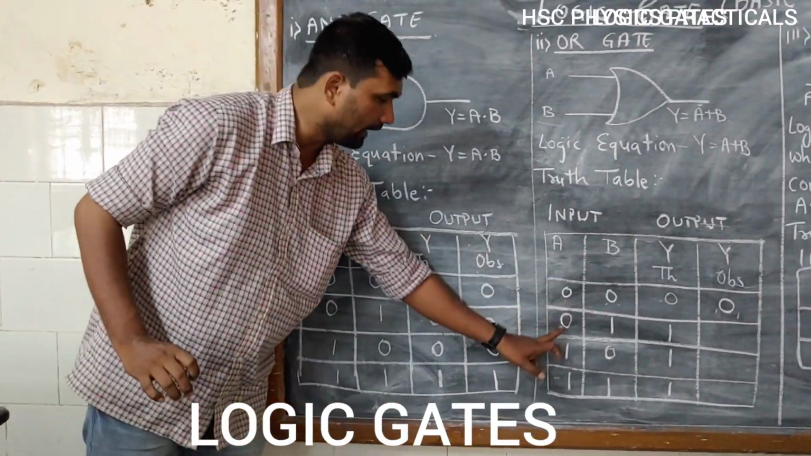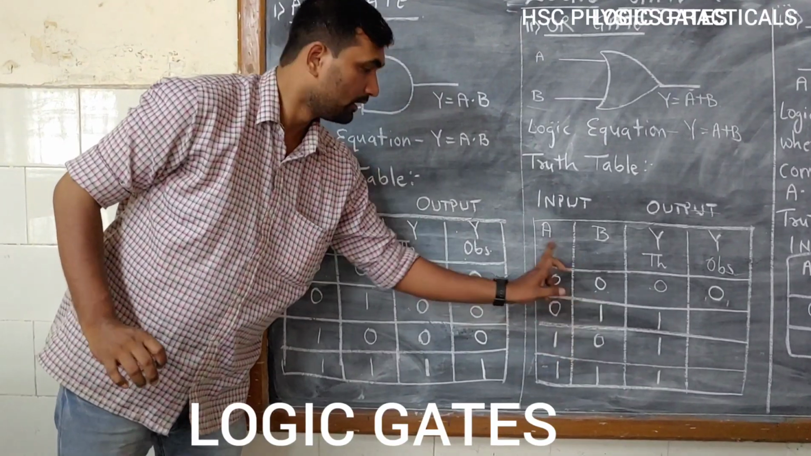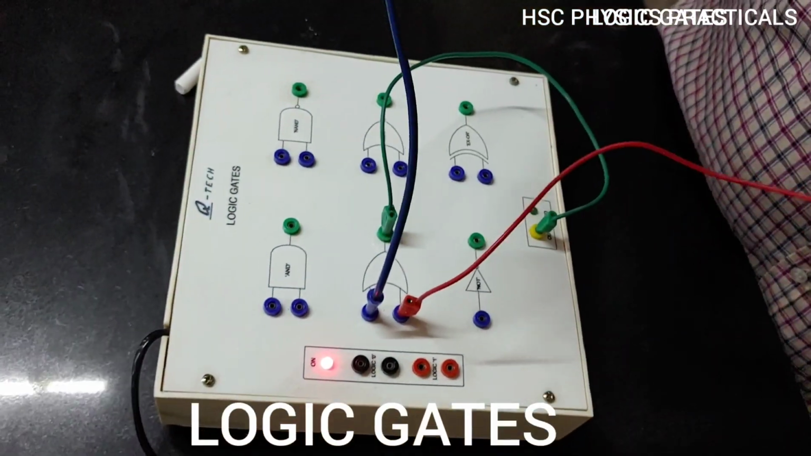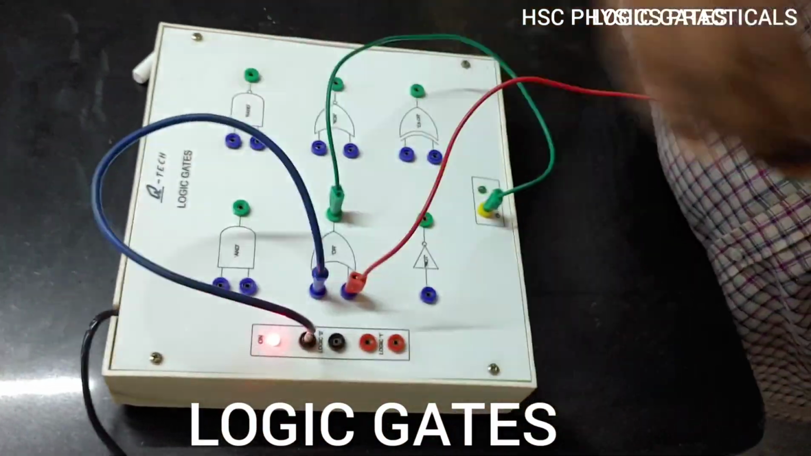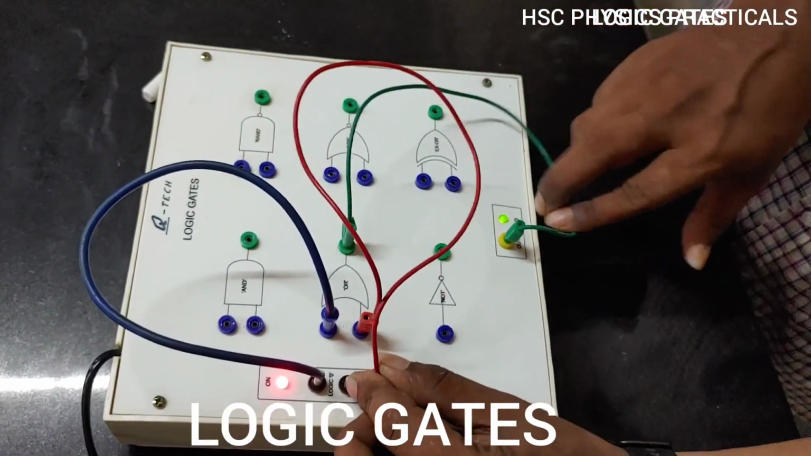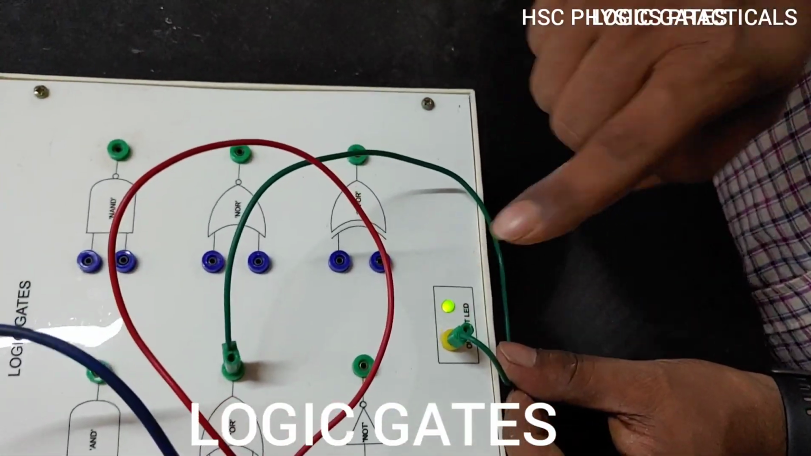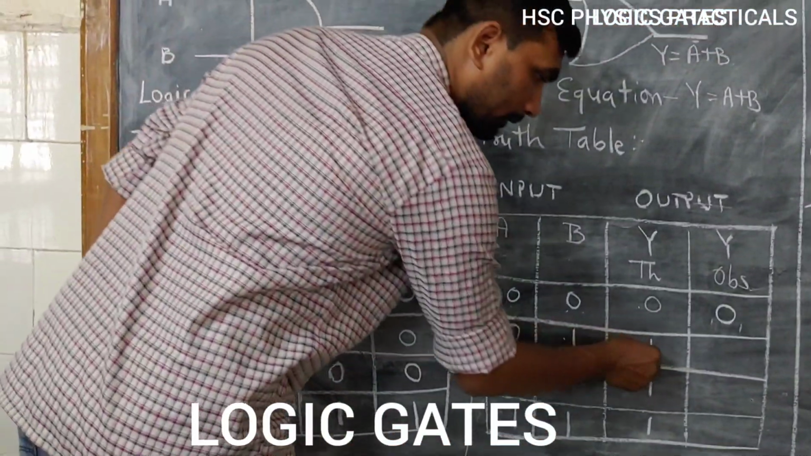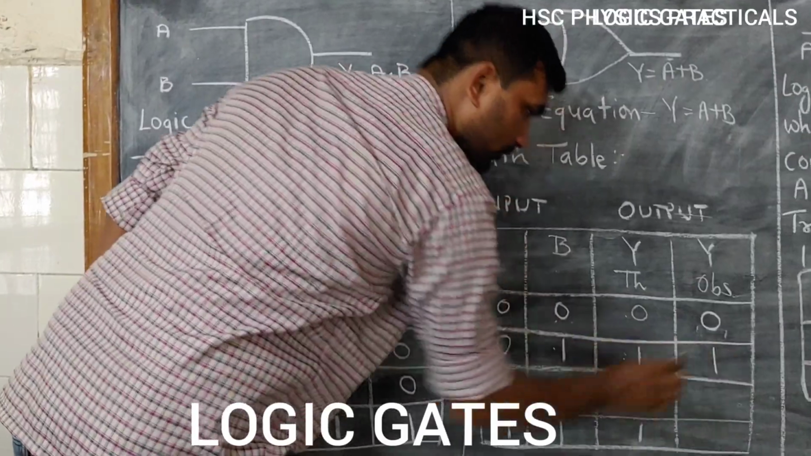Next combination, A is 0, B is 1. A is 0, B is 1. So coming with this, so I am taking out, we are having A is 0, B as 1. So as I am connecting B as 1, you can see this, the LED glows. So means the output is 1. So you can see that 0 plus 1 is 1. Theoretically, observed value is also 1.